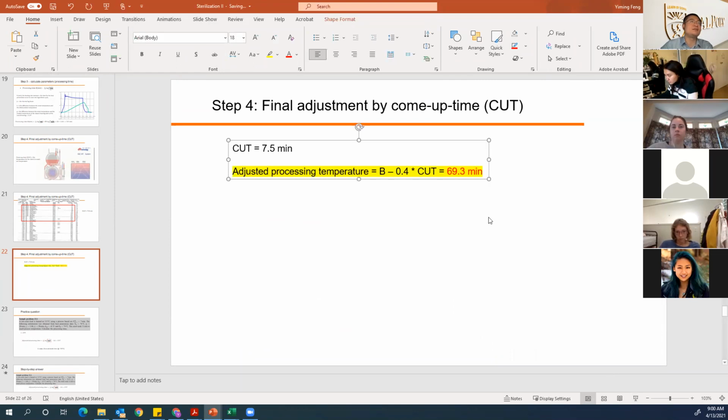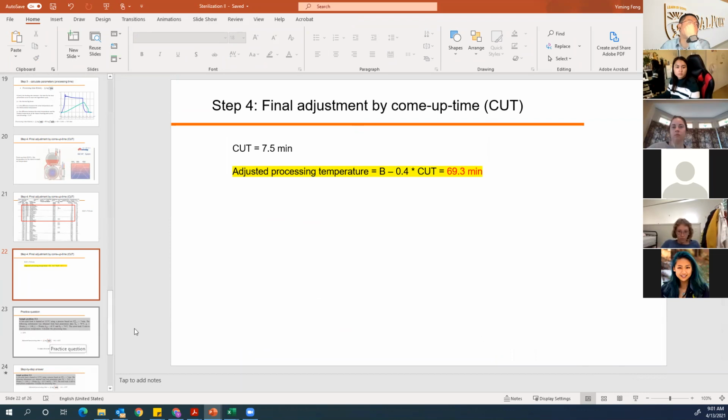Okay, so the final answer means in our system, we need to set the whole process to be 69.3 minutes to reach the optimal product, which is a product that is safe but with the minimal processing. So this is the final adjustment. It's different, but it's just to correct for different systems. If we run in a very different system, we have to change that number. So that's how we get everything step by step.